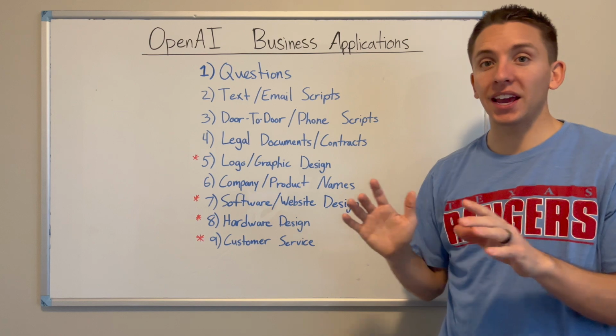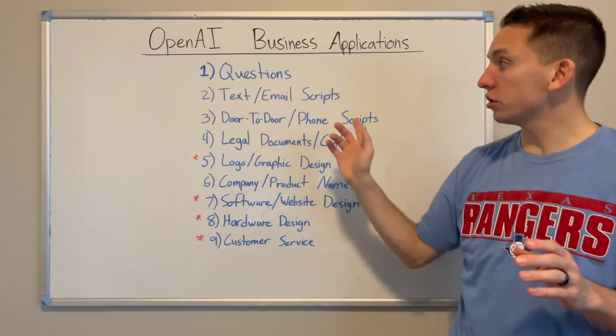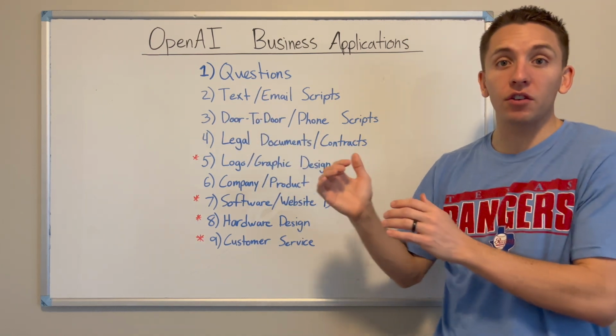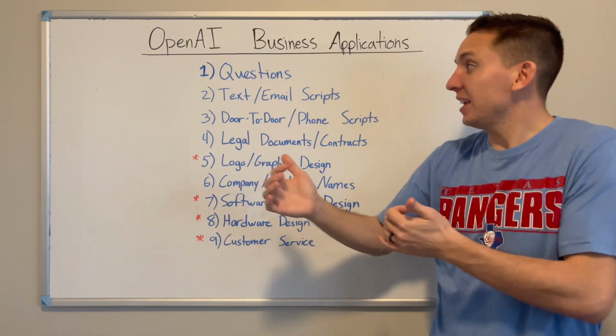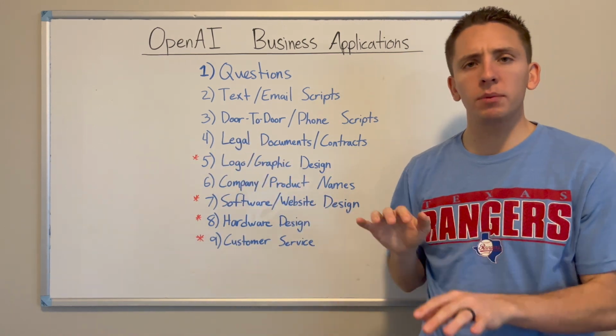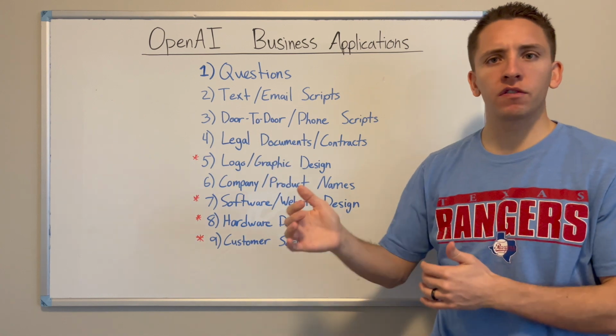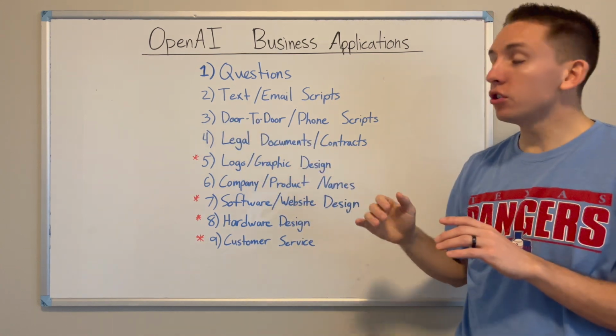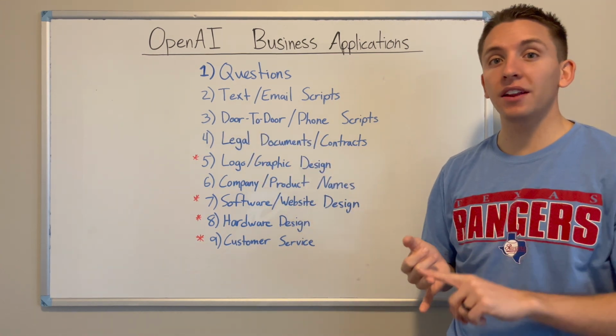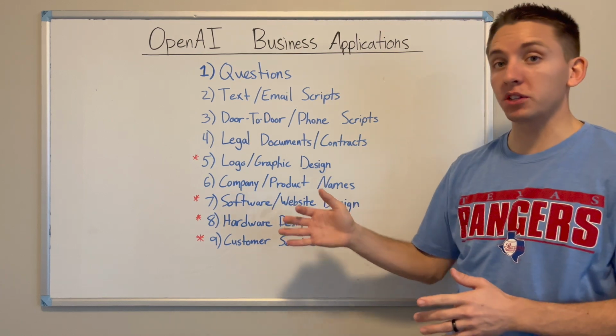Number 1, you can ask it any question you want. Number 2, you can go through text. You can have it write up text and email scripts for you. Write me a script about this for my business. Number 3, you can have it write door-to-door and phone sales scripts for you.